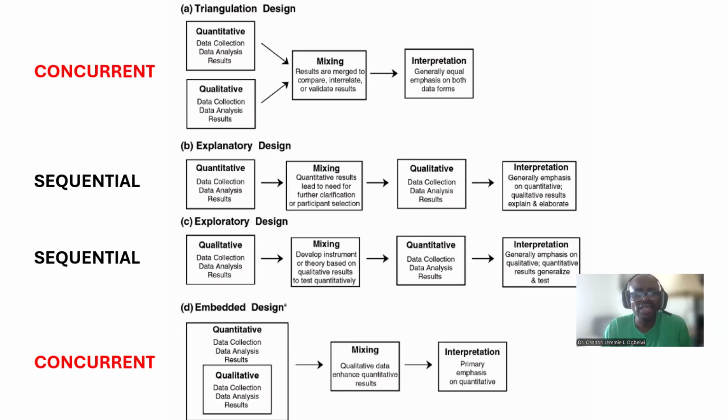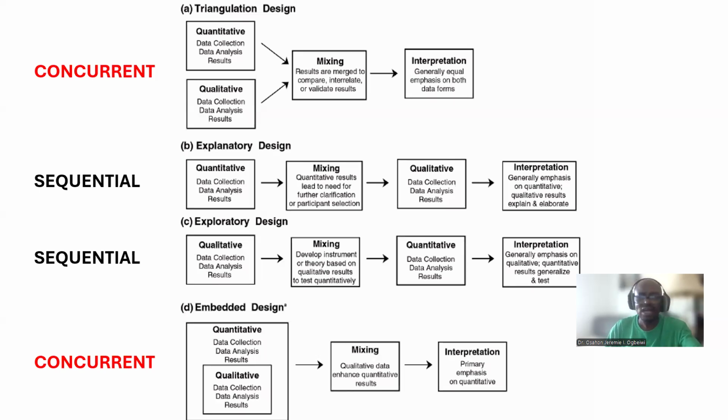In the concurrent, there are also two. You have the concurrent triangulated design, which means the two parallel studies are parallel, they are separate, and then you mix them at some point later.